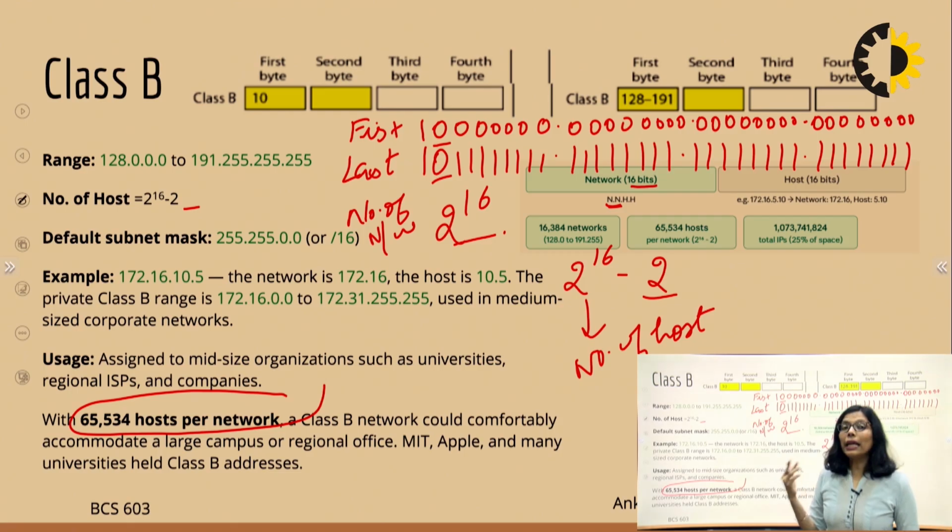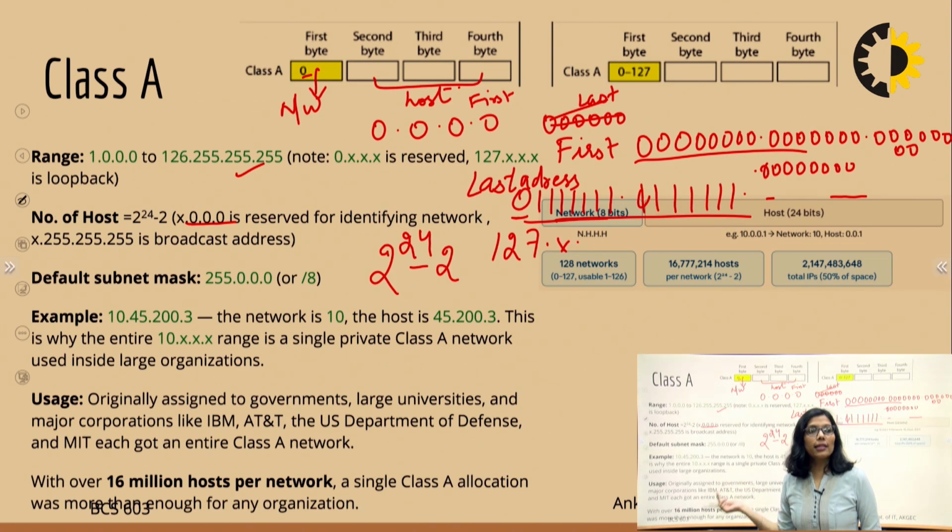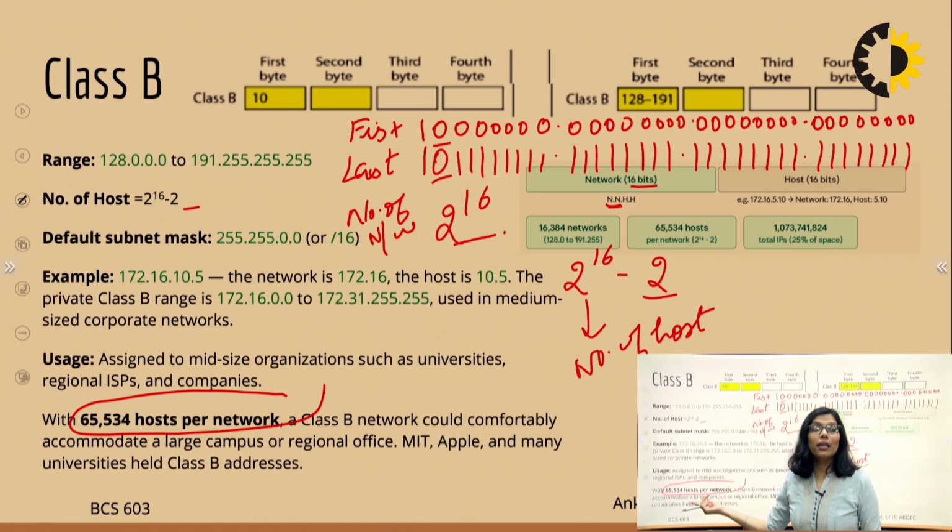So when I need 65,534 hosts in one network, I will be using class B. Whereas in class A, we have around 16 million hosts per network. It's a very huge amount. It's very difficult for a single network to get so many hosts, right? So you can see there is unevenness. In one class A network, I am able to put 16 million hosts, whereas in class B it's only 65,534. That is also very huge.